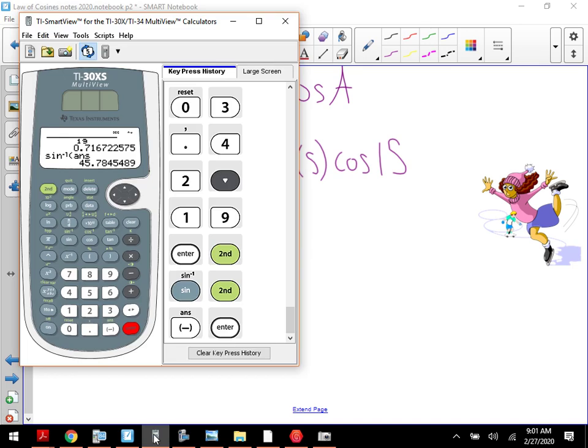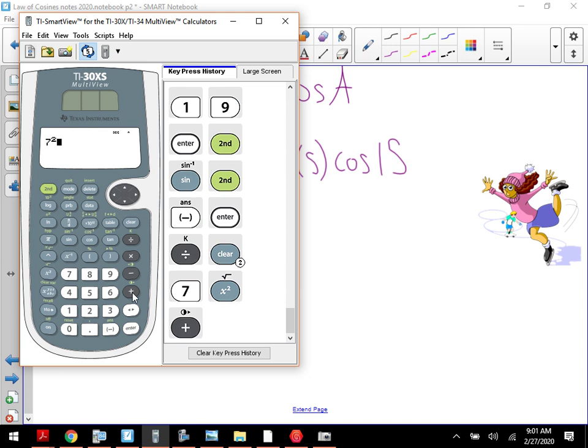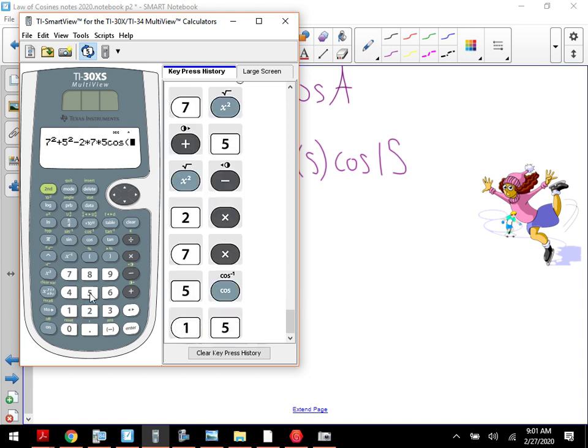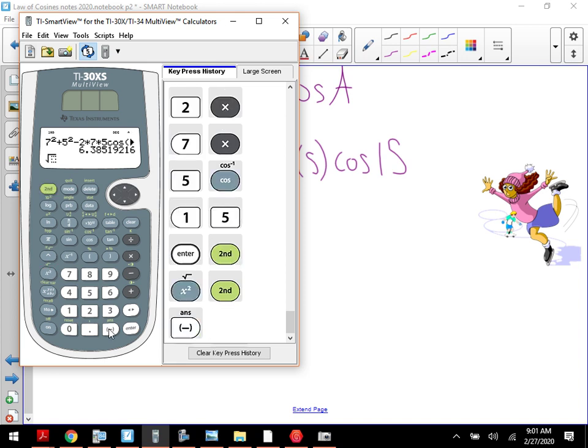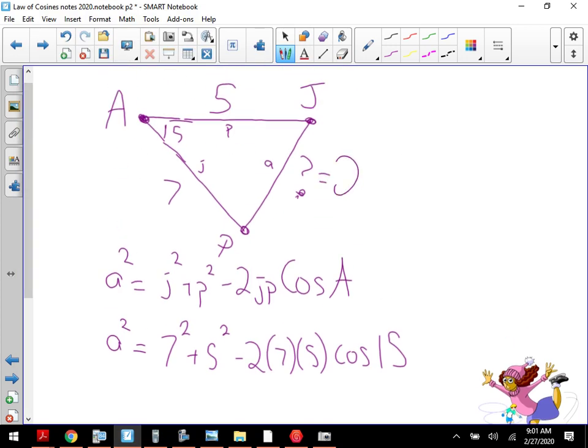So we go over to our calculator. It was 7 squared plus 5 squared minus 2 times 7 times 5 cosine 15. Now, this is a squared. What do I do to it? No, it's squared. I have to square root it. Okay? So how far apart are they? 2.53. They are 2.53 meters apart.